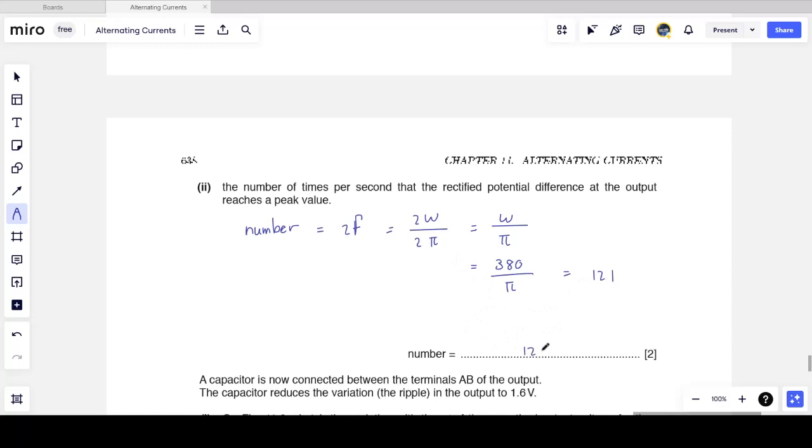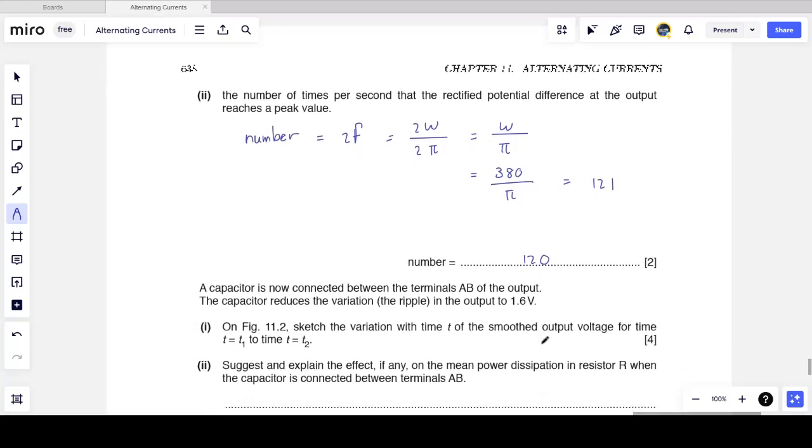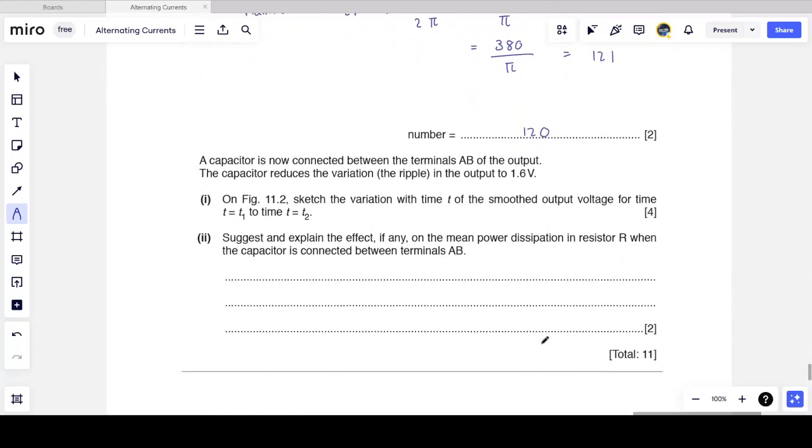And that's 120. So the peak value happens twice every cycle. And so the frequency multiplied by 2 will tell me how many times we have a peak occurring every second. And so it happens to be 120.